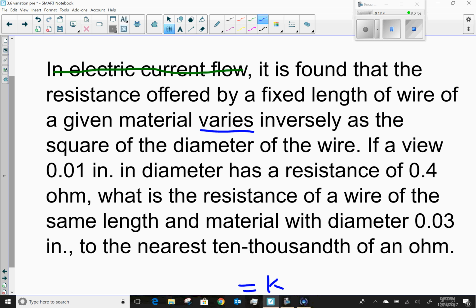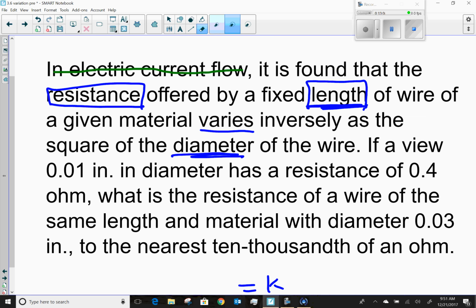It is found that the resistance offered by a fixed length of wire, given a certain material, varies inversely with the square of the diameter, right? So the length of the wire of a certain material, all that matters is this length. We have resistance, and we're going to look at the length of the wire and the diameter, right?